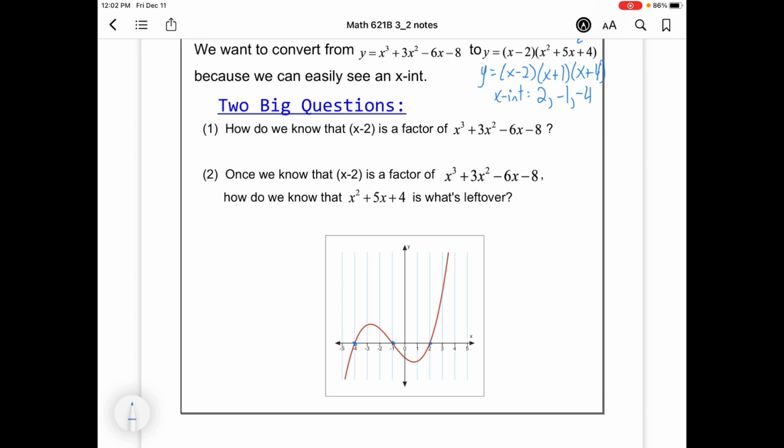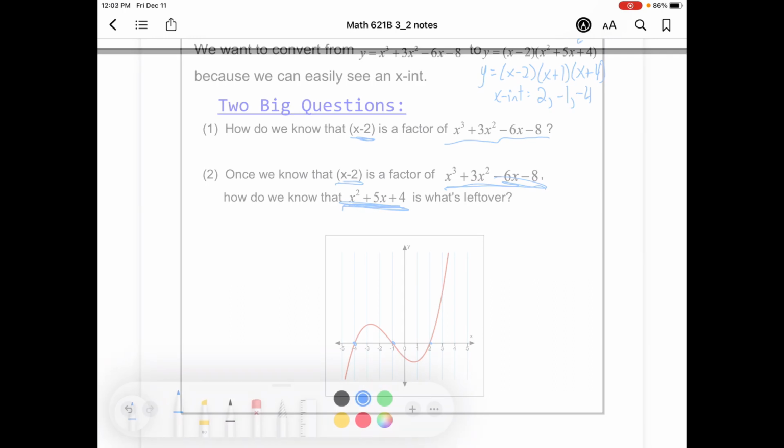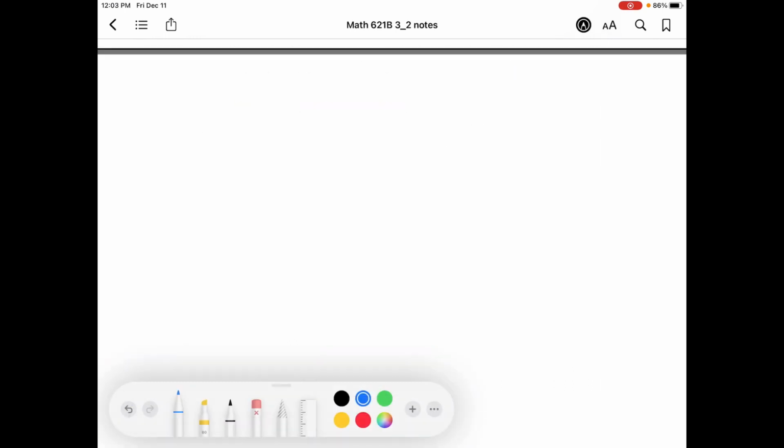So the two big questions are, how do we know that x minus 2 is a factor to begin with of this one? And then, if we figured out that x minus 2 is a factor of this, how do we know that this is what's left over? It's clearly true because we can multiply it out and show that it gets us back to where we started. But how do we generate that process of factorization? Now, it turns out the answer to that question, like a lot of things in algebra, can come from really studying what happens with numbers.